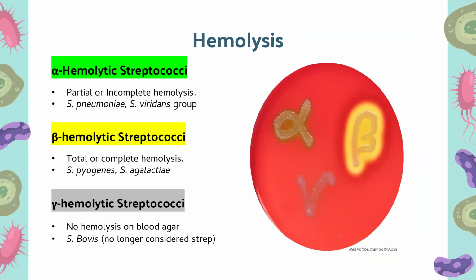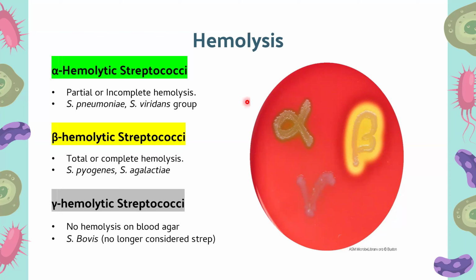So here we can see this is a blood agar. Alpha hemolysis is going to give me this biliverdin type of appearance, this greenish appearance. Beta hemolytic streptococci, which have complete hemolysis, are going to be clear, see-through, and have this yellow halo around them. Lastly, we have those gamma hemolytic streptococci, which have no hemolysis on blood agar.